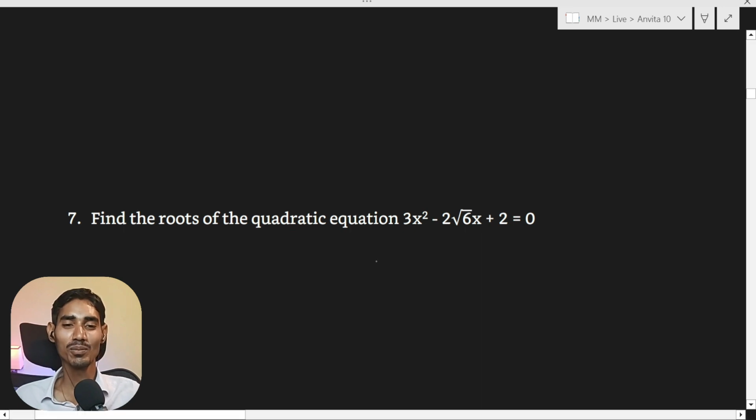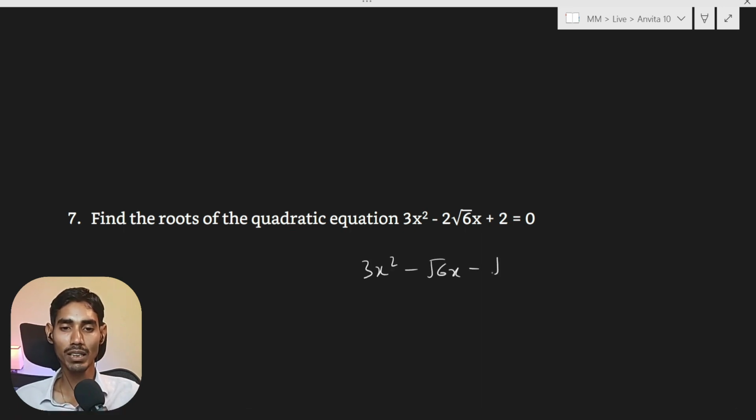Okay. So 3x square minus root 6x minus root 6x plus 2, because minus root 6 into minus root 6 would give us positive 6, and the sum of these two numbers would be minus 2 root 6.